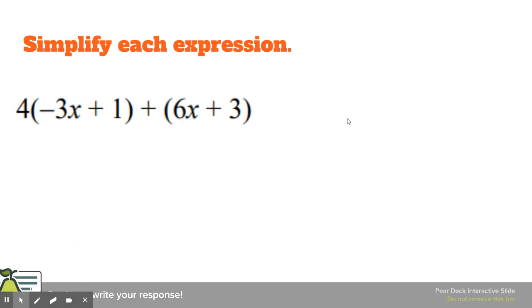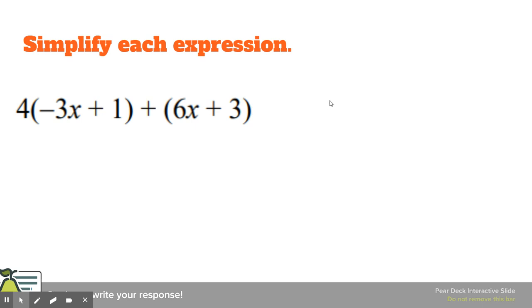Here's another one. It's got a negative on it. I just wanted you to see how this would work. 4 times the quantity of negative 3x plus 1 plus the quantity of 6x plus 3. Pause it. Do it. Come on back.